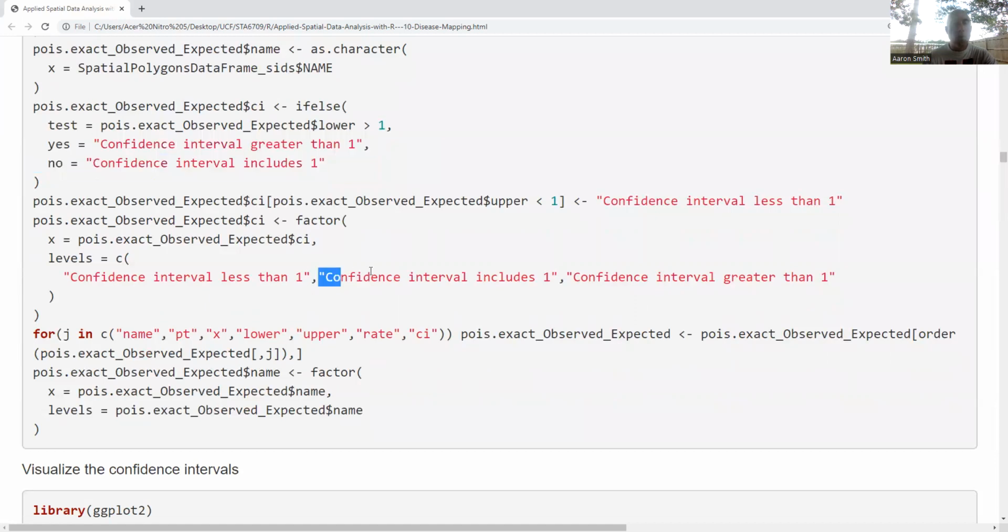And you'll notice that the confidence interval includes 1. So I'm specifying if we have less than 1, greater than 1, in terms of the confidence interval, or the confidence interval includes 1. And I'm going to color the plot to make that easier to find.